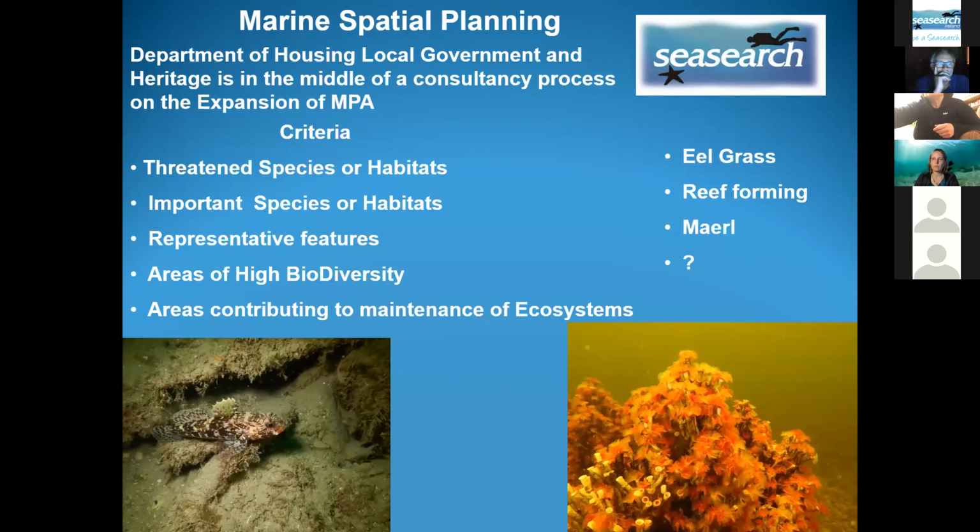And they have a lot of criteria they're going to use for evaluating areas for MPAs. The key ones I pulled out were threatened species or habitats, important species or habitats, representative features, areas of high biodiversity, areas contributing to the maintenance of ecosystems, and then specific habitats like eelgrass, reef-forming species like Dersopella, maerl, and there are other ones in there as well. But for us to do anything, we need to have the baseline data.